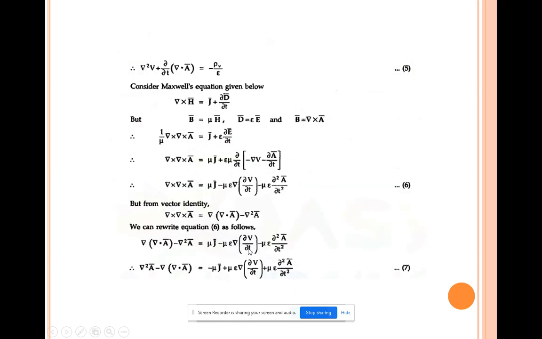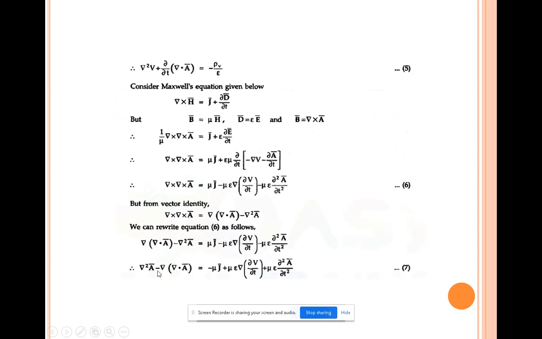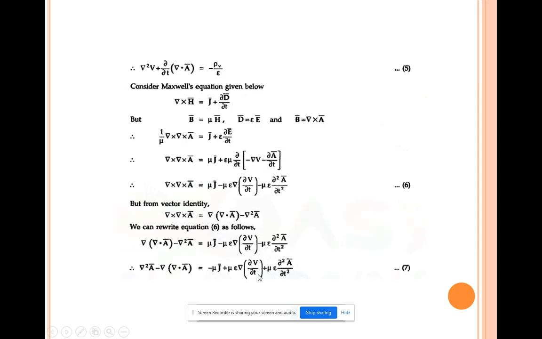So already we know the del cross A vector. We don't know the divergence of A vector. This divergence is del dot A, and we can calculate del dot A here by using equation 7. Compare these two sides. Where will we get that del dot A? Del into del dot A, the remaining terms which are added to this del will give the del dot A vector. So del dot A vector equal to mu epsilon dou V by dou t will give the del dot A vector.